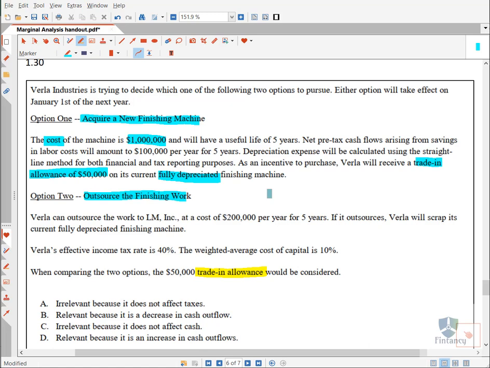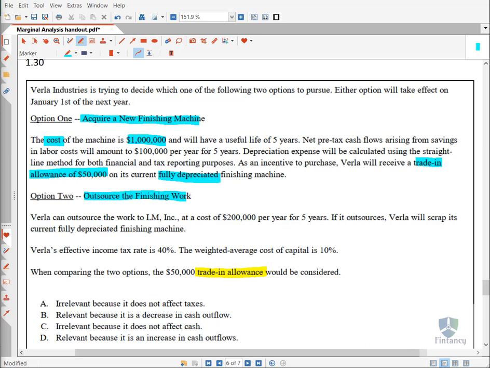Okay. Option 2, outsourcing work. Verla can outsource the work to LM Inc. at a cost of $200,000 per year for 5 years. If it outsources, Verla's currently fully depreciated finishing machine can be traded in. Verla's effective income tax rate is 40%. Now see, you don't have to worry about all these tax and weighted average cost of capital things. You just need to answer whether this 50,000 is relevant or not.